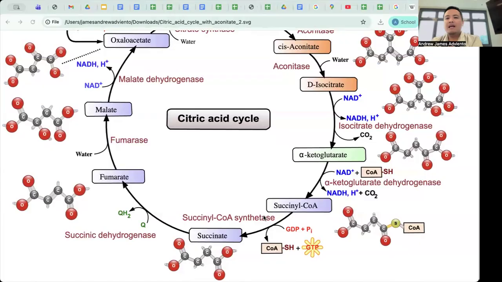So I was saying succinyl coenzyme A now converts into succinate. During this transformation, the cell produces ATP or sometimes GTP, depending on the tissue. So this is one of the rare cases of substrate level phosphorylation in the Krebs cycle.